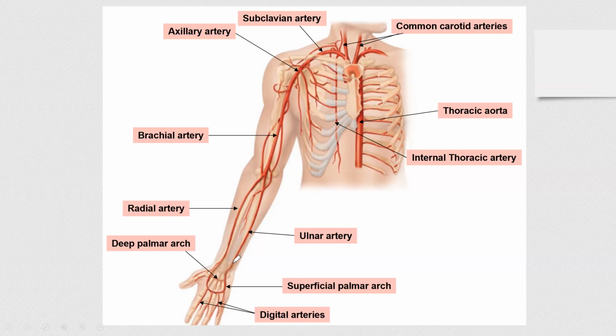Now this radial and ulnar artery form arches. All right, so they form these arches. This one is superficial palmar arch, because this is our palmar region. And over there we have deep palmar arch, and we have digital arteries, right? Also another artery over here, we can see this one that is internal thoracic artery, and this is our thoracic aorta.